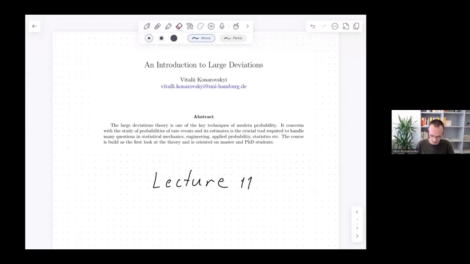Welcome to the lecture An Introduction to Large Deviations, and today we will discuss an equivalent version of the upper and lower bound in the large deviations via continuous bounded functions. Also, you will see that it will be a convenient way to obtain the large deviation principle for some families of measures or random variables.